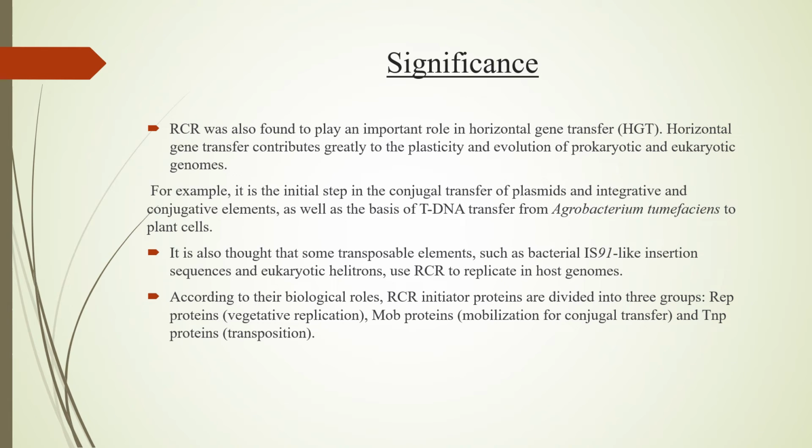According to their biological roles, the rolling circle replication initiator proteins are divided into three groups: the Rep-A proteins, also known as the vegetative replication proteins, the Mob proteins, which are responsible for mobilization in conjugal transfer, and the Tnp proteins, that is, the transposition proteins.